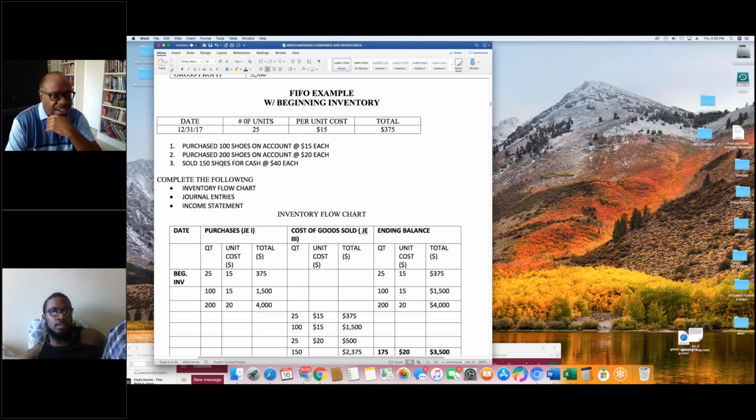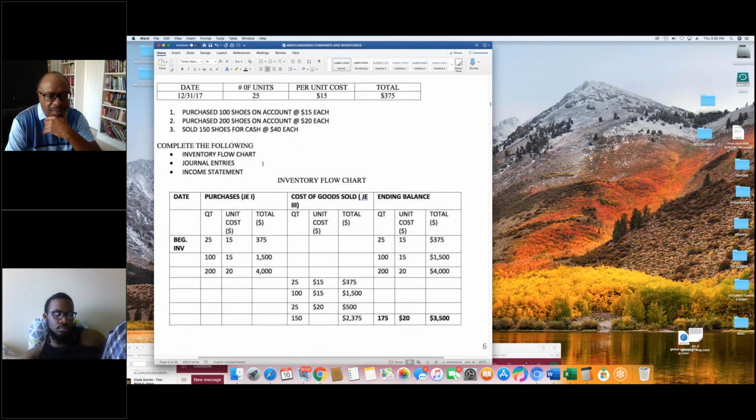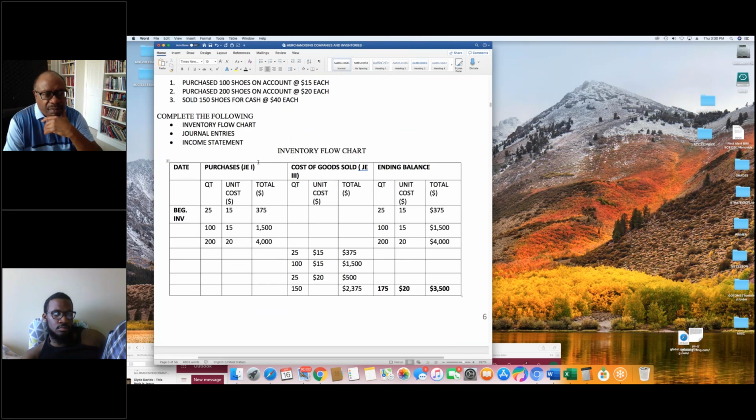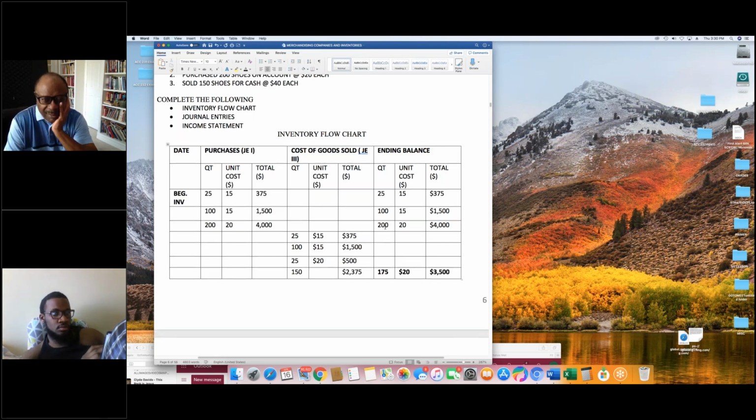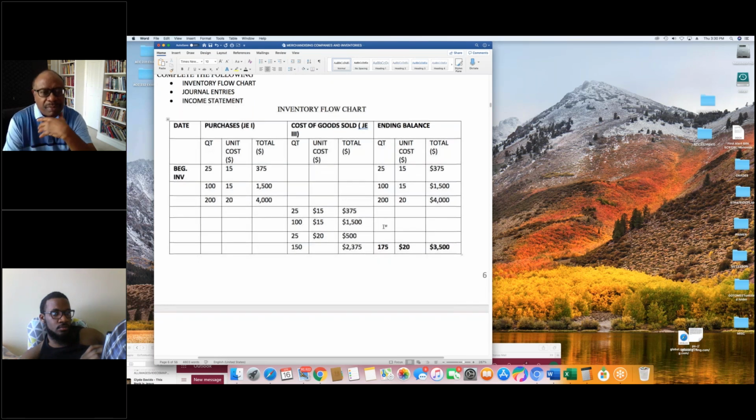Professor Boyd, where did you get the ending balance? Where's the 175 coming from? That's a good question. Where does that 175 come from? Because shouldn't it be 300? You sold 25 of these, you sold 100 of these, and you sold 25 of the 200. That's where the 150 came from. How much is left? Oh, 175 pairs. Understand?